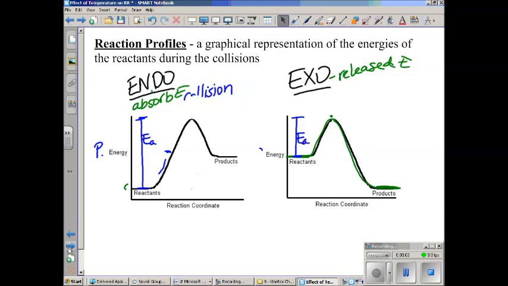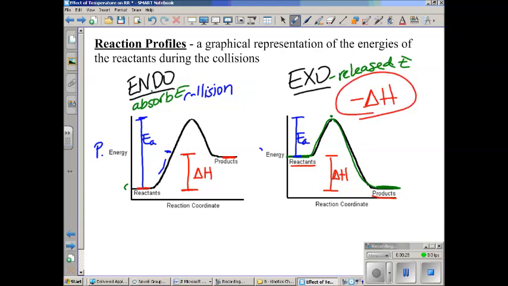We can also measure delta H. Remember, delta H is the change in heat. The change in heat is simply going to be from the reactant side to the product side. So from here to here is your delta H. On this one, it's from here to here is your delta H. And again, when we do products minus reactants, we end up with a negative delta H here, which makes sense because we said that was exothermic.